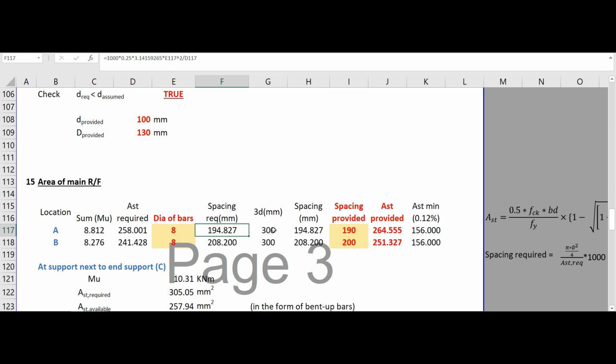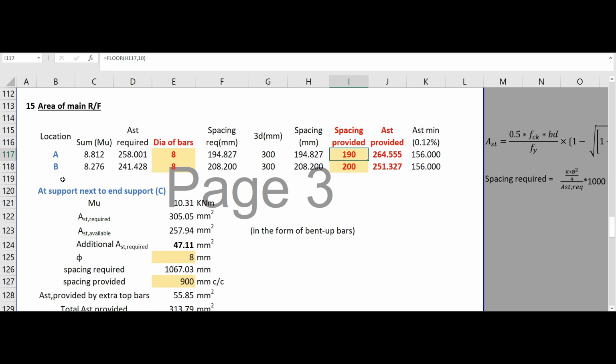Now this spacing should be less than the maximum spacing, which is given by 3D and 300 mm. So here the spacing should be minimum of the spacing required, 3D and 300 mm. So we get the spacing as 194.82. So here we have rounded down the value to around 190 mm center to center. Similarly, we will find the area of steel required to resist the bending moment at the location B.